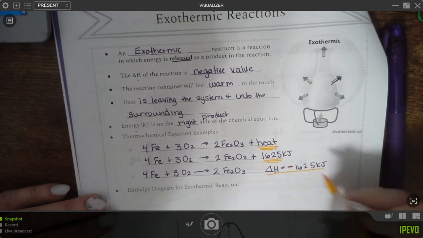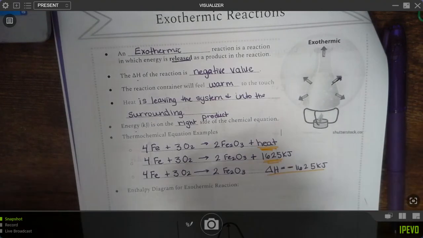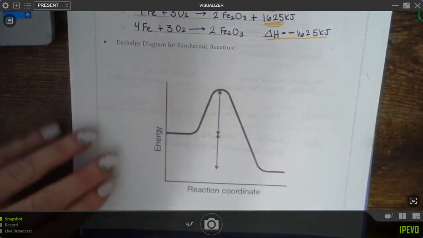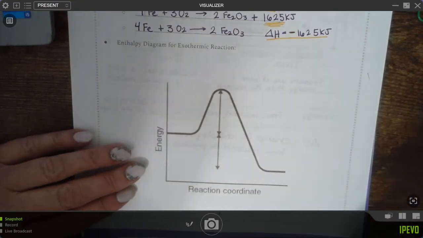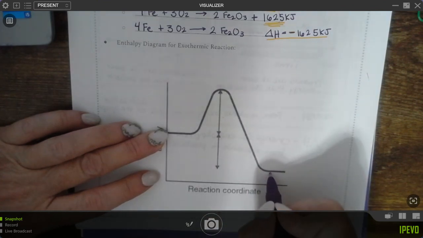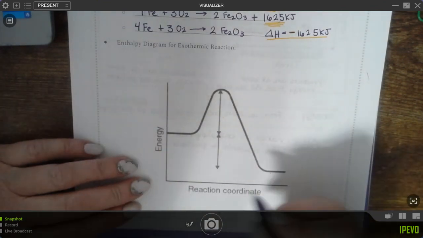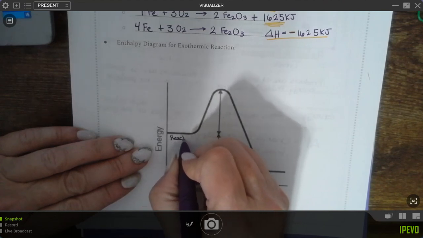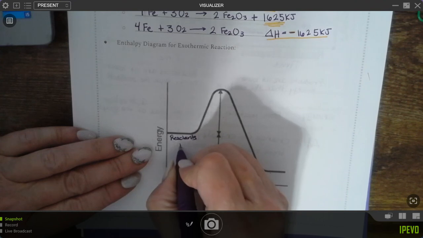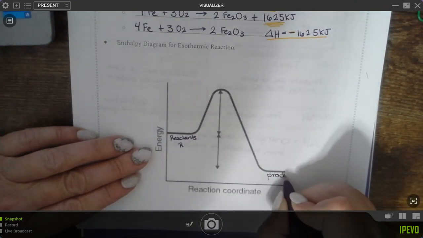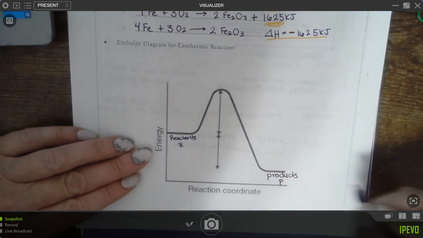The fact that this is a negative value tells us that it's exothermic. If we look at our graph, this is an exothermic graph because the reactants are at a higher energy than the products. So we want to label this. I'm going to label reactants, or R would be fine. And then over here, this bottom is my products. Again, P would be fine.